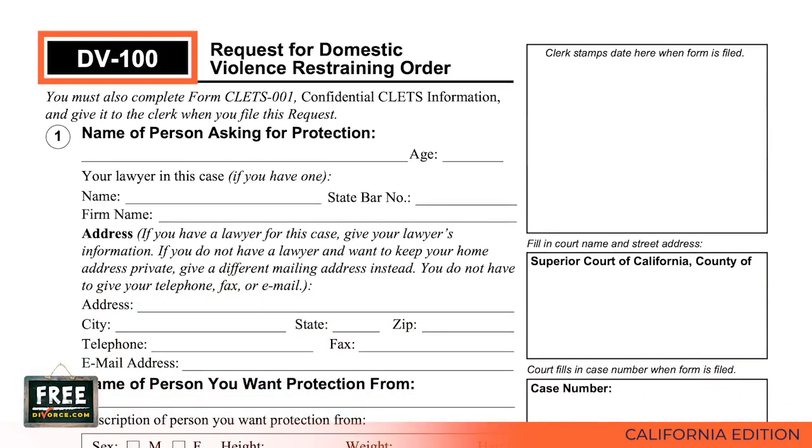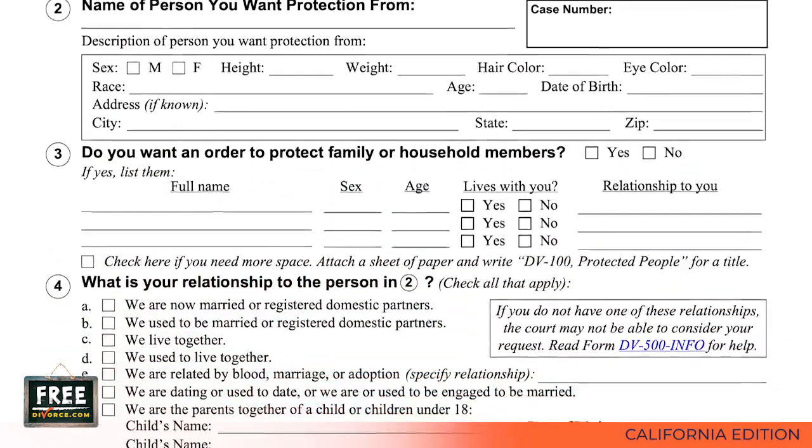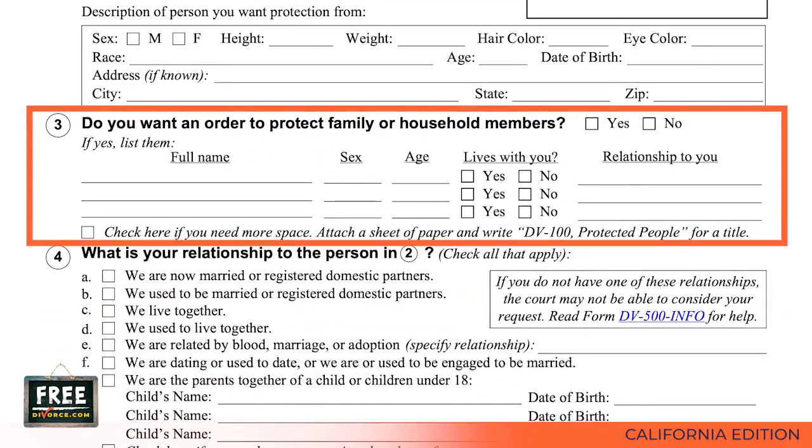The DV100 is a 6-page form. If you want restraining orders to protect not only you, but also members of your household, you can list the other people you want protected in item number 3 on page 1 of the DV100.